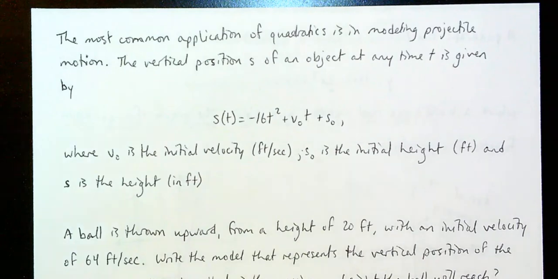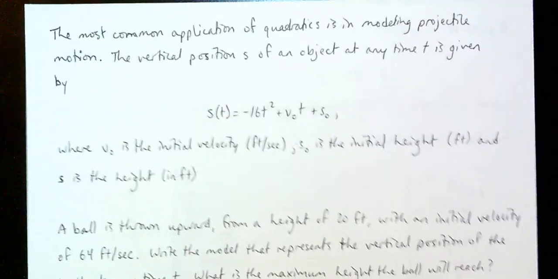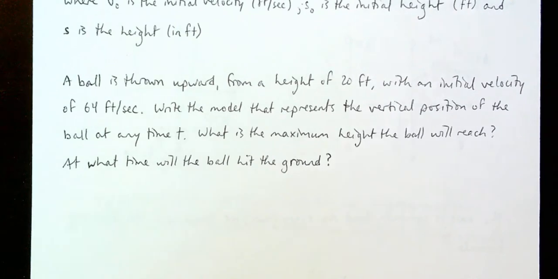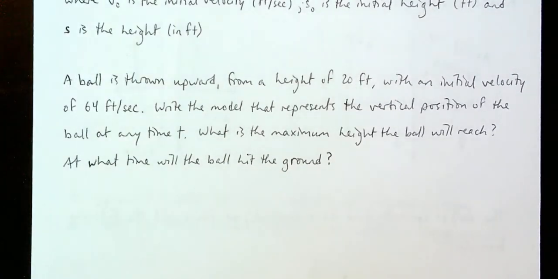All right, so we're going to use this formula here to answer our following question, which does have several parts to it. So suppose a ball is thrown upward from a height of 20 feet with an initial velocity of 64 feet per second. Write the model that represents the vertical position of the ball at any time t. What is the maximum height the ball will reach? And at what time will the ball hit the ground?